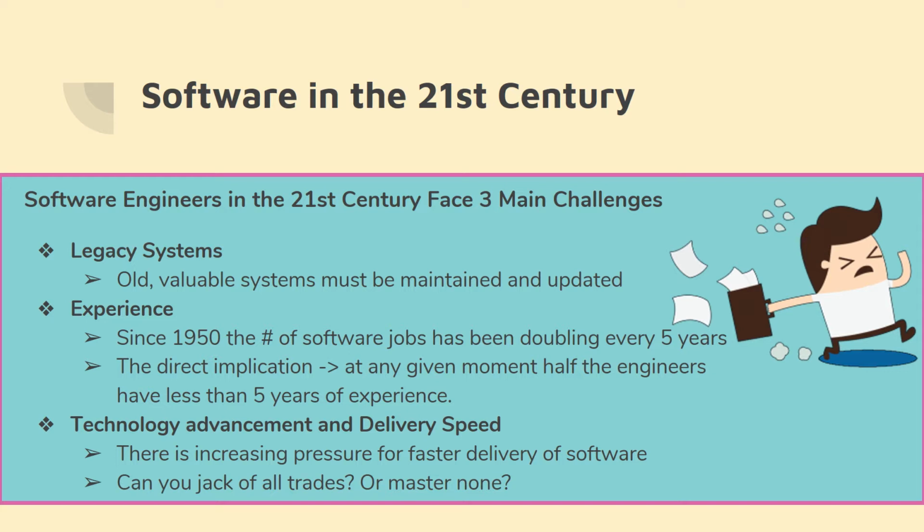First, we need to be able to maintain or update legacy systems, some of which the original engineers might be retired or long gone. Second, we need to be able to deal with the lack of experience among the people in our profession, with about half of software engineers having less than 5 years of experience. Third, and most importantly, we need to deal with the increasing speed of advancement and increased pressure to deliver software faster. We can't let business needs override ethics, good design, and secure procedures.